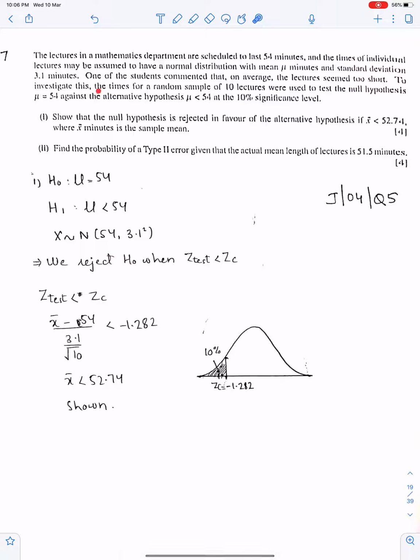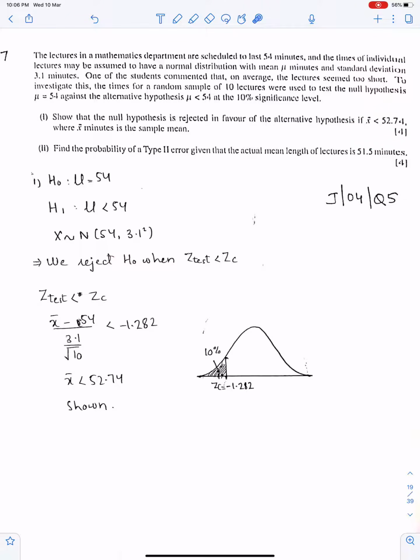One of the students commented that on average the lectures seem too short. To investigate this, the times for a random sample of 10 lectures were used. This is the sample size. Test the null hypothesis 54 against this alternative hypothesis at 10%. Show that the null hypothesis is rejected in favor of the alternative hypothesis when x bar is less than 52.74. See, this is the test value. When this test value is less than 52.74, you have to reject H0. So basically you have to show this thing.